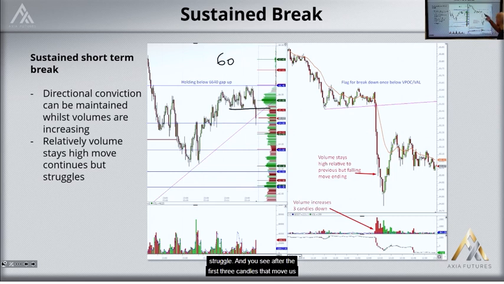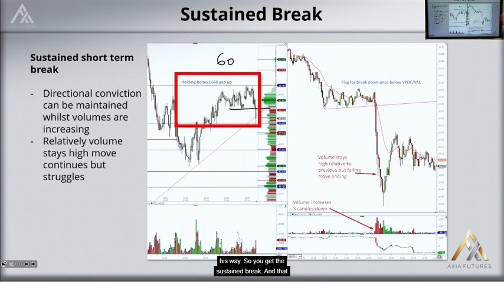And you see, after the first 3 candles that move us from here to here, the next 1, 2, 3, 4, 5, 6 candles don't put in as much movement. They give you another 30 ticks, whereas the first move gives you a full 60 ticks. You get an extra 30 ticks for a much longer period, a much choppier trade. And this is because volume's starting to fall. Reason being, you're struggling to find people willing to sell now after the move has already started on its way.